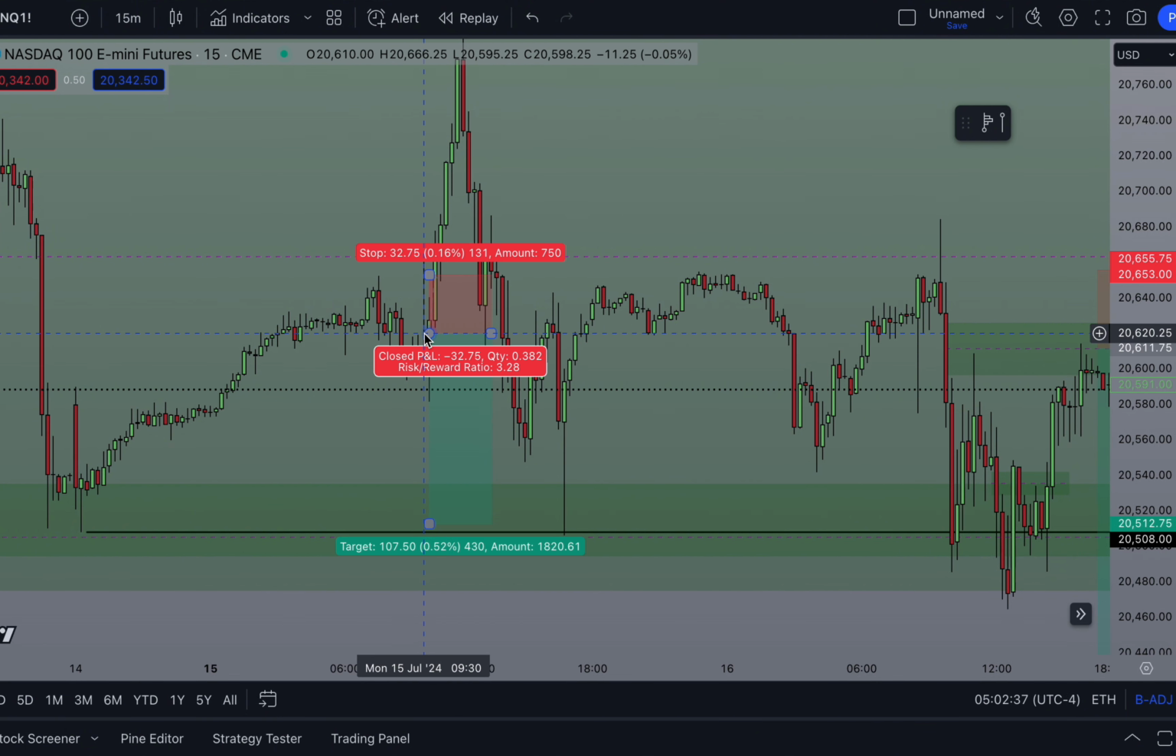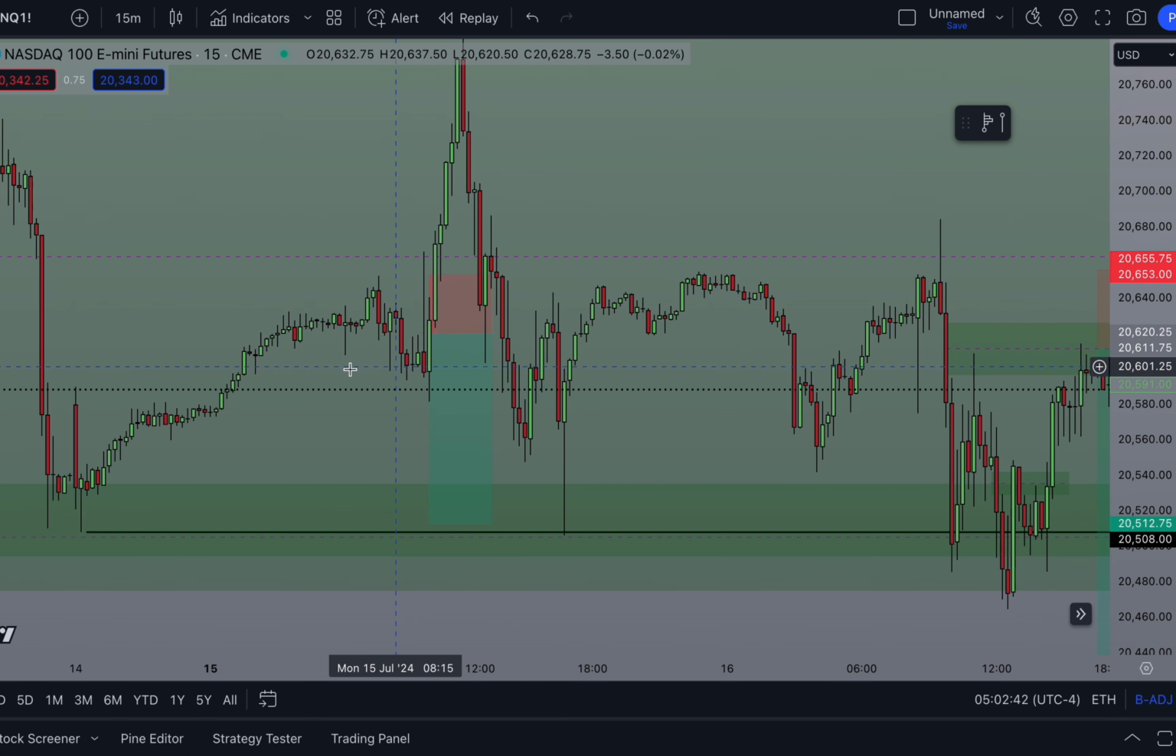So that's personally how I like to manage risk. That's how I like to look for my stop losses. And that's how I like to choose when to move up my stop loss to that break-even point.